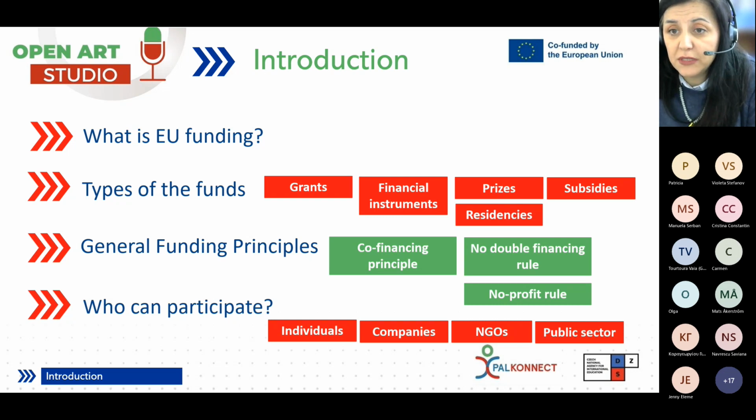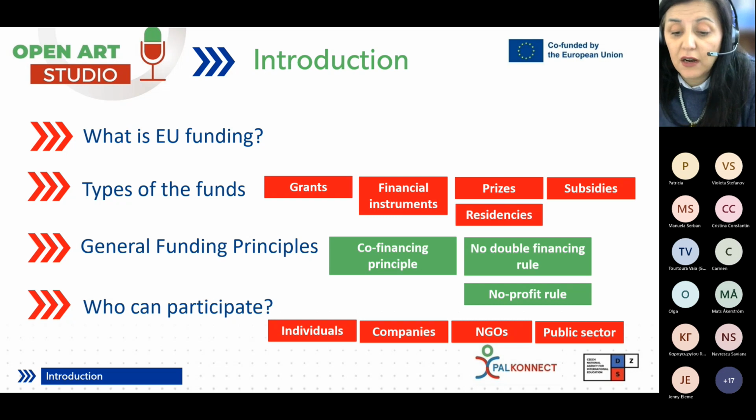The financial instruments, as I told you, can be different kinds of loans, guarantees, etc. So in order to apply for this kind of funds, you need to prepare a business plan or a plan for a financial operation.